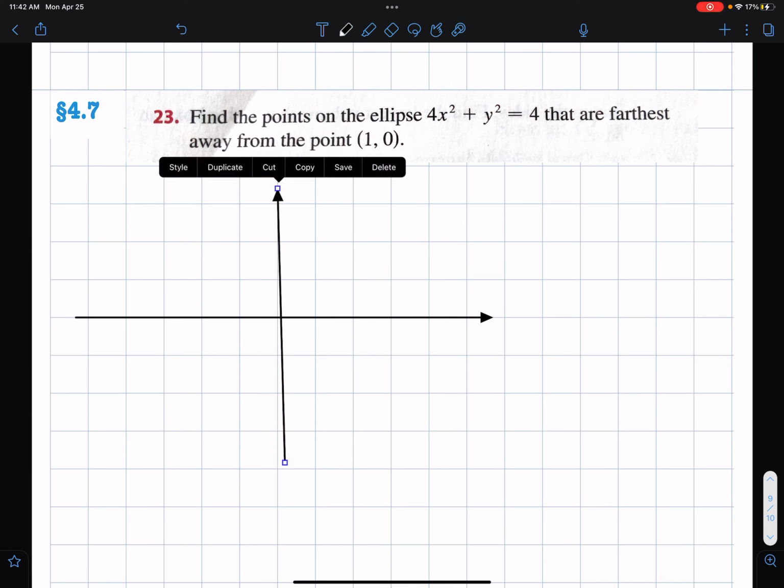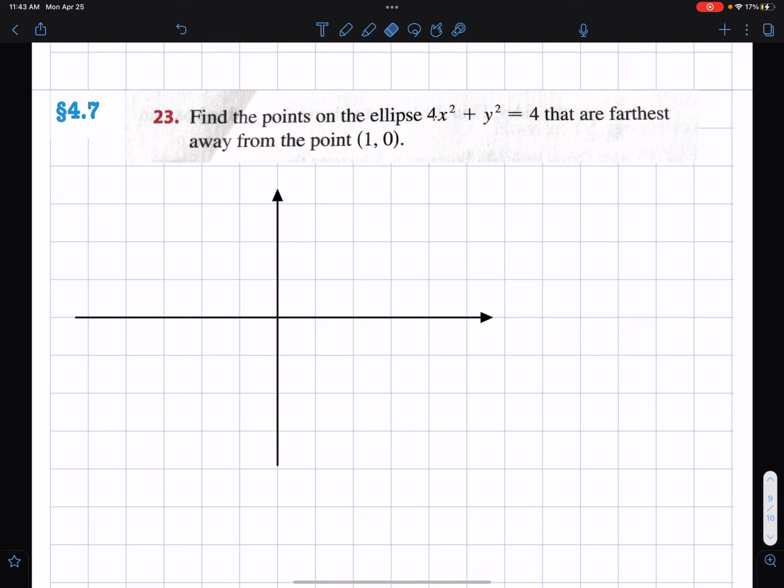So an ellipse can be thought of as an elongated circle. If we had no 4 there for our ellipse, and this is x squared plus y squared equals 4, that would be a circle. x squared plus y squared equals 2 squared is a circle. But by multiplying x by a number, this stretches out the circle and it makes an ellipse. Actually, technically a circle is a type of ellipse.